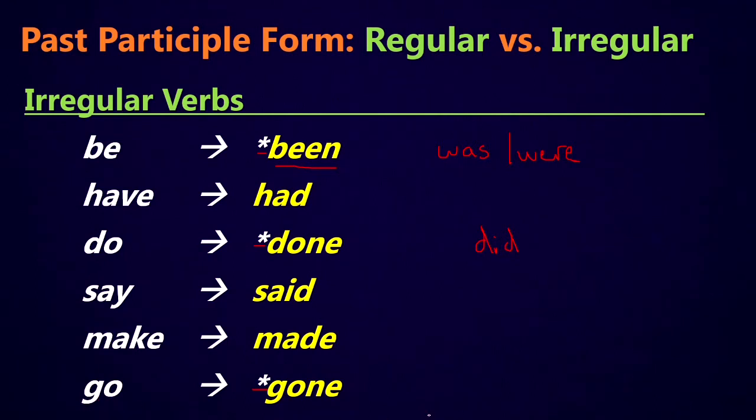For go, the past simple is went, but the past participle is gone. So you can see these ones are different, whether they're the past participle or the past simple.